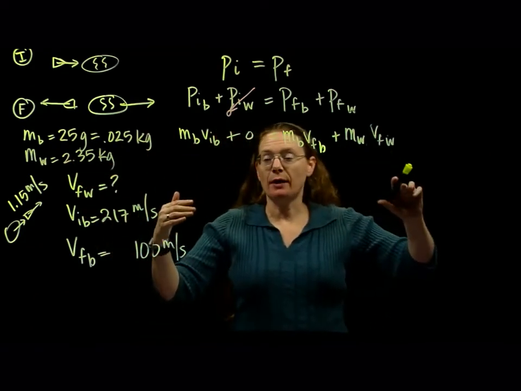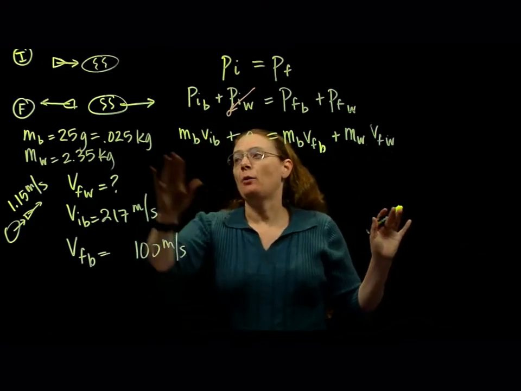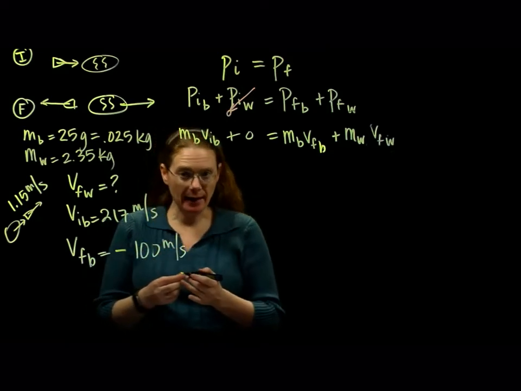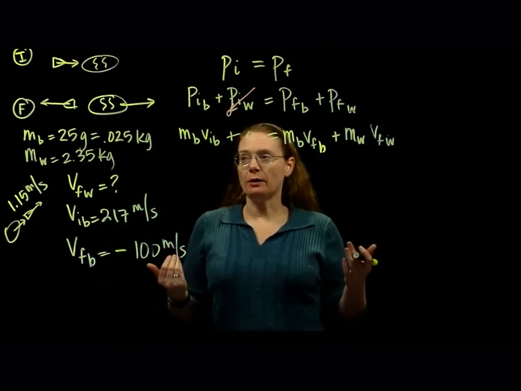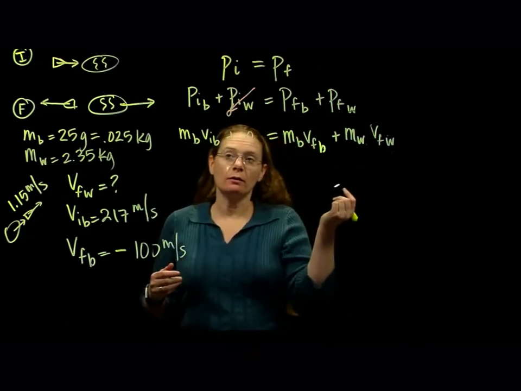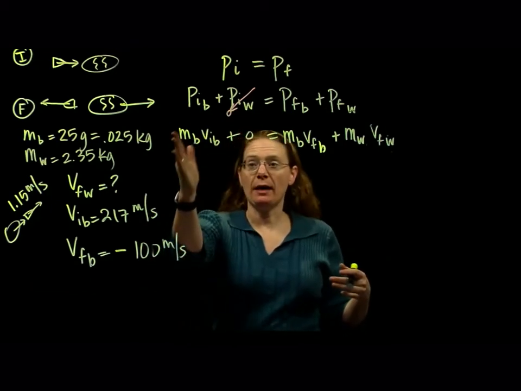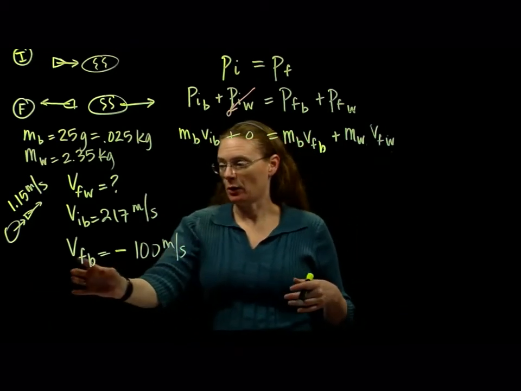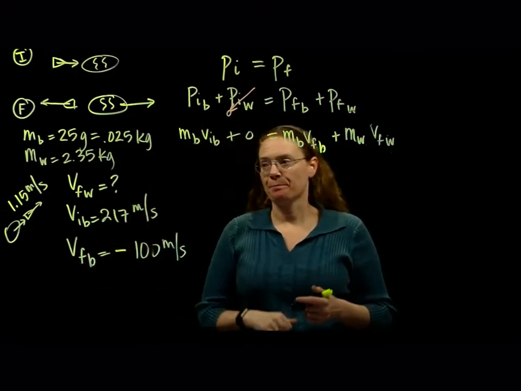Everything we've done so far has been moving to the right, so it's been positive. Now we have something moving to the left, which means we have a negative velocity. In energy, it didn't matter what the direction was because we squared the velocity. It always came out positive. With momentum, it's just mass times velocity. We have to take into account the direction. So, final velocity of the bullet is negative because it's going to the left.